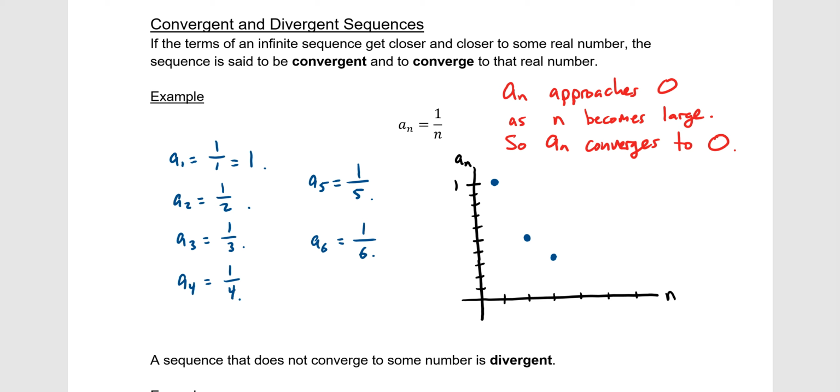And 1/3 is about right here. When n was 4, a sub 4 was 1/4. So that's going to be right here. When n was 5, a sub 5 was 1/5. And lastly, when it was 6, a sub 6 was 1 over 6. So that's going to be somewhere right here. So we can see that when we're graphing a sequence, it's these discrete points. It's not a smooth curve or anything, it's just these points. If we kept on going and imagined it as a curve, it would look something like this. And it's getting closer and closer to the x-axis, meaning it's getting closer and closer to 0.